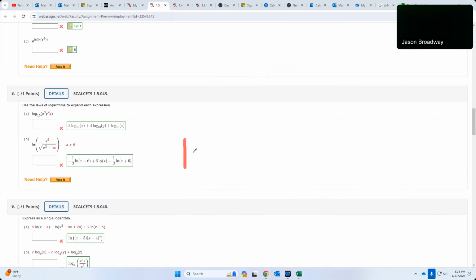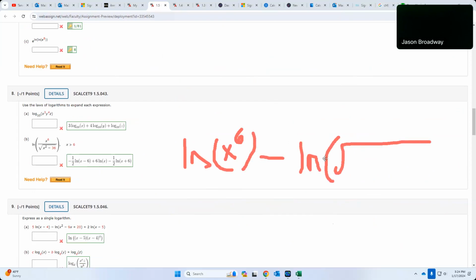Now, natural log is log base e. E equals Euler's e. Right? So we have natural log of x to the 6th, and x has to be greater than 6 in order for this radical not to go square root negative on us. And then minus the natural log of, well, this is kind of ugly. We have one layer of parentheses, and we have a square root of, now, x squared minus 36.